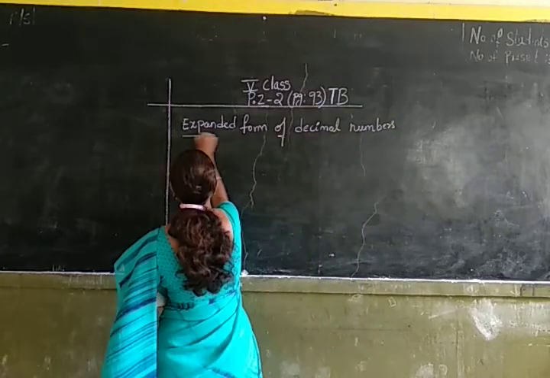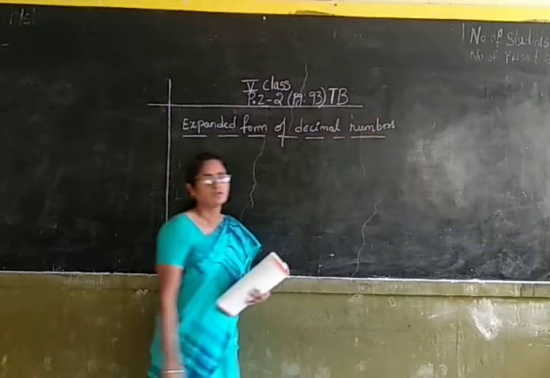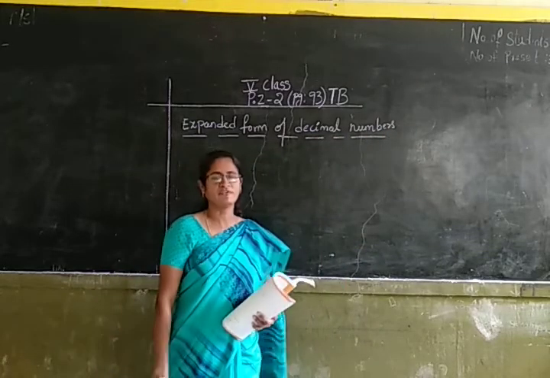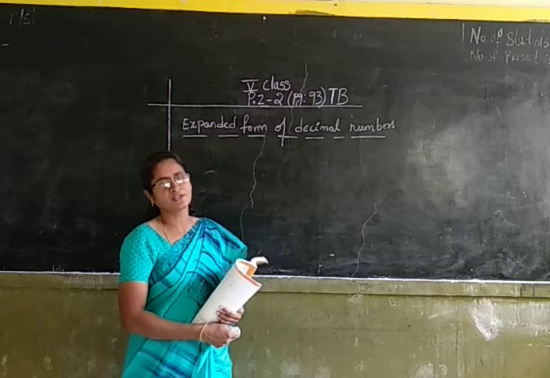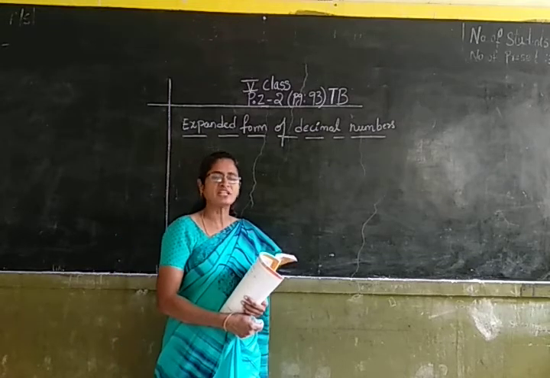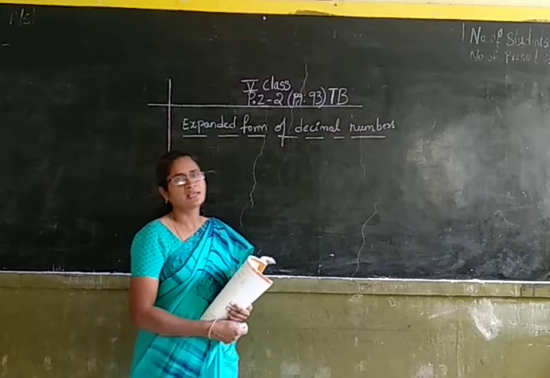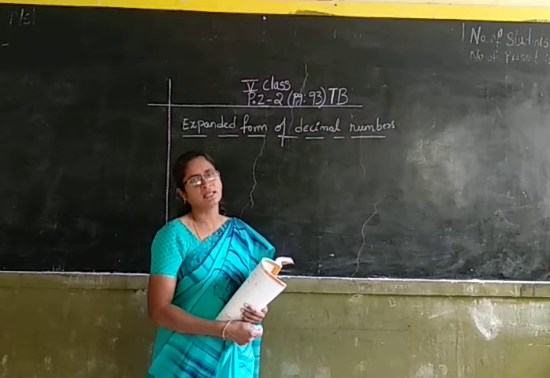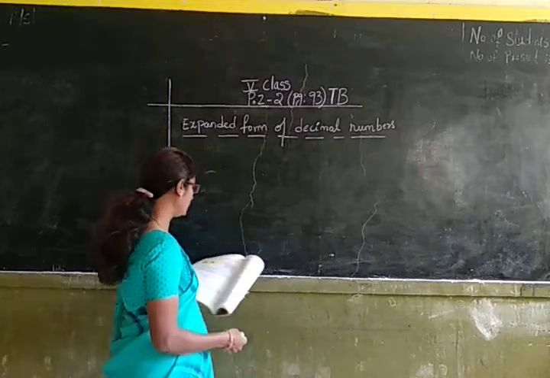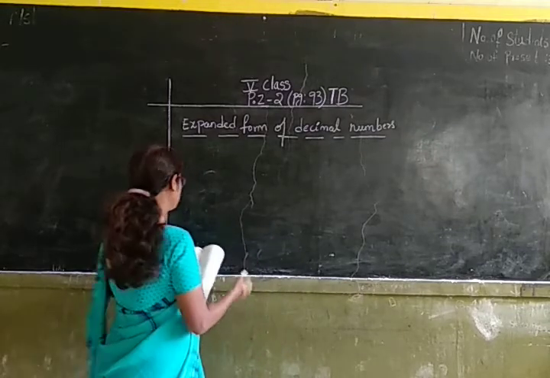So what is expanded form? You all know the expanded form for whole numbers. Expanded form is writing the place value of each digit in a number. Today, let us learn how to write down the expanded form for a decimal number.